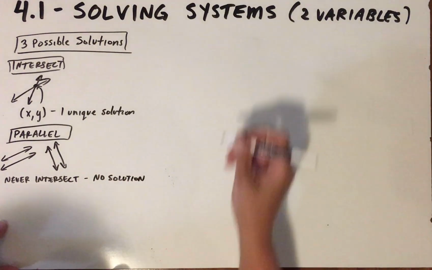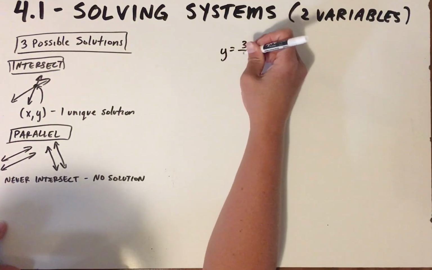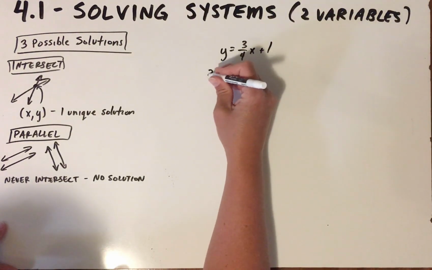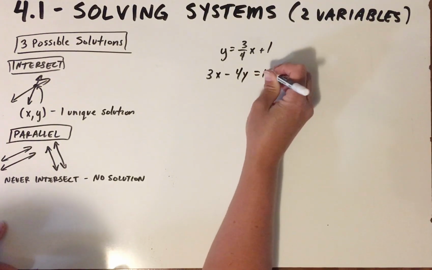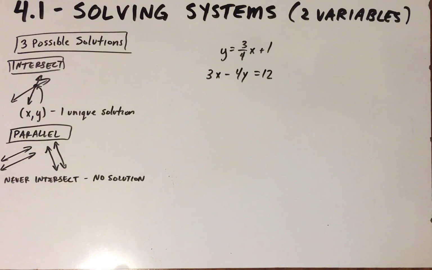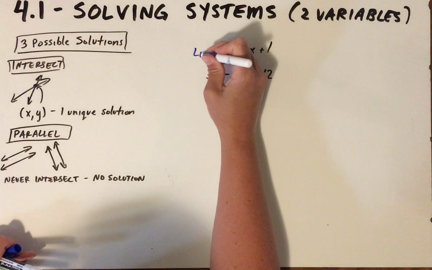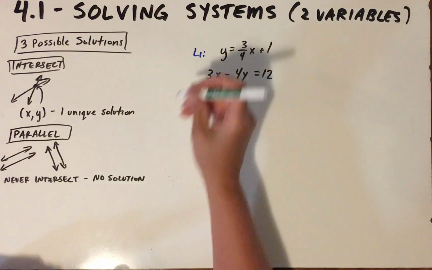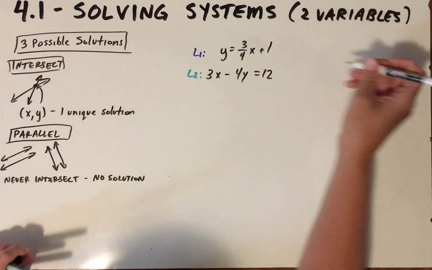Okay, what does this look like? Well, if I had the system y is equal to 3/4 x plus 1 and 3x minus 4y is equal to 12. So if these were my lines, and again I'm going to graph line 1 in blue and line 2 in green so that we can clearly see them. This one is already in slope-intercept form right here.